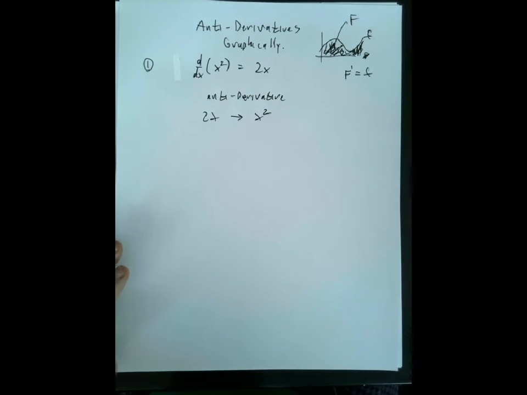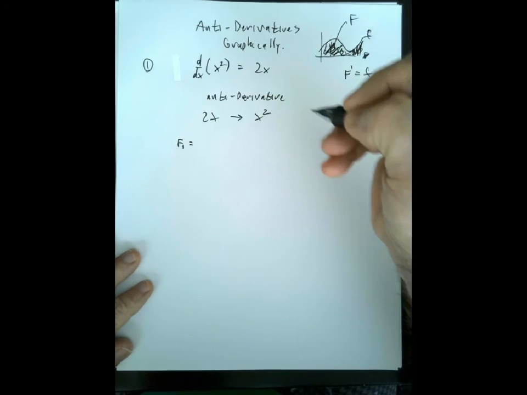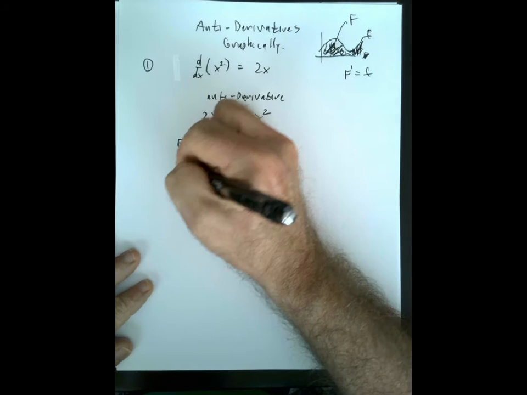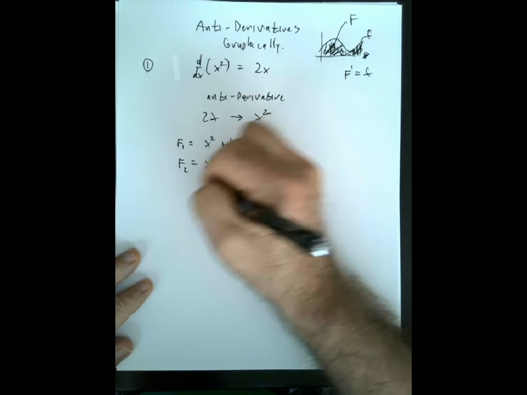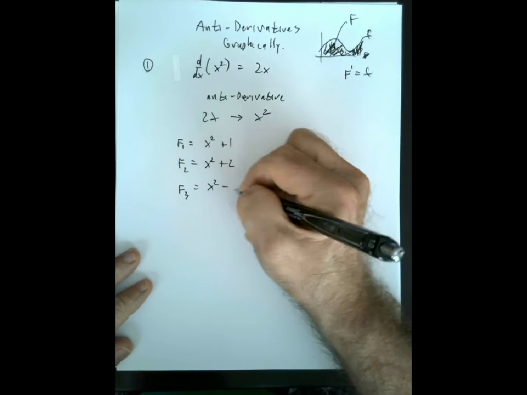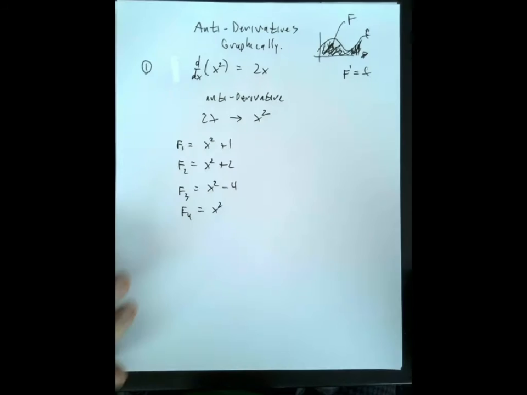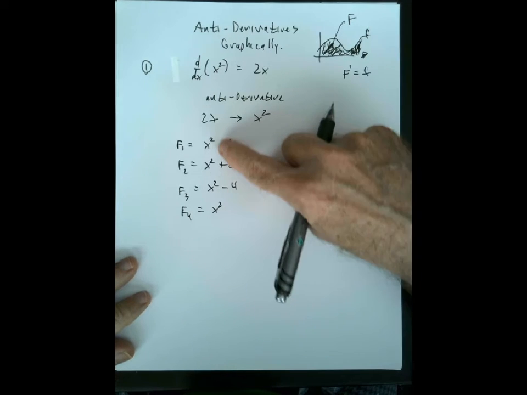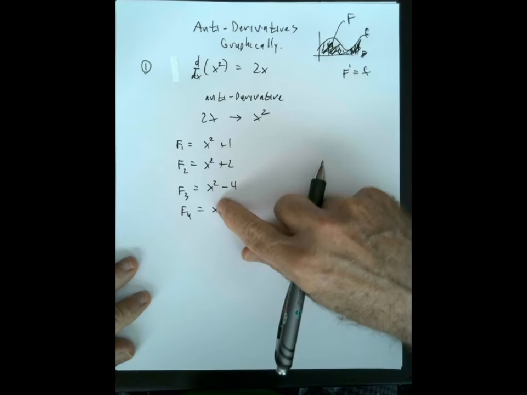Imagine we've got several capital F's. Let's say F1 is x squared plus 1, capital F2 is x squared plus 2, capital F3 is x squared minus 4, and capital F4 can just be plain x squared. You can see that using the rules of derivatives, if I started with capital F and took the derivatives, we'd lose all those constants, wouldn't we?